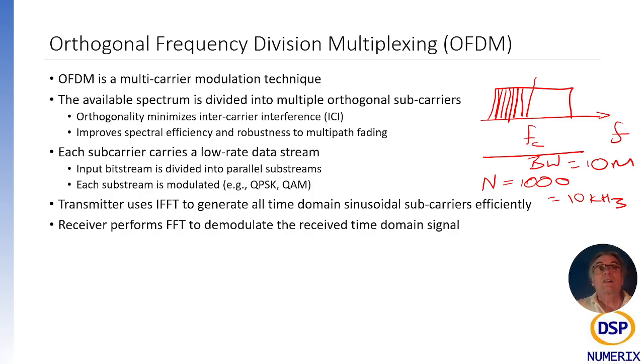OFDM is typically used in applications such as DSL, where you have one modem, one router in the house connected to one modem or receiver, transmitter at the local exchange. So it's a point-to-point link, single user with a single connection. The transmitter in each direction uses an inverse Fourier transform, and the receiver uses a forward Fourier transform. So let us see how they work together.